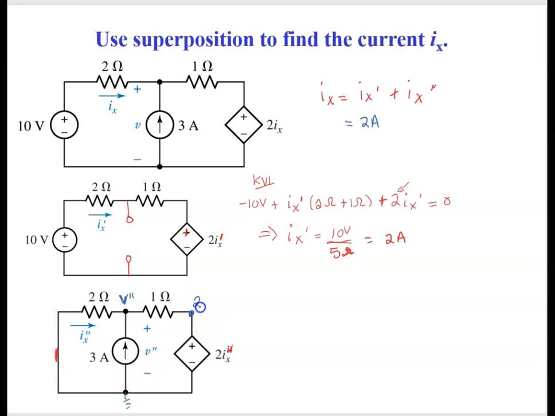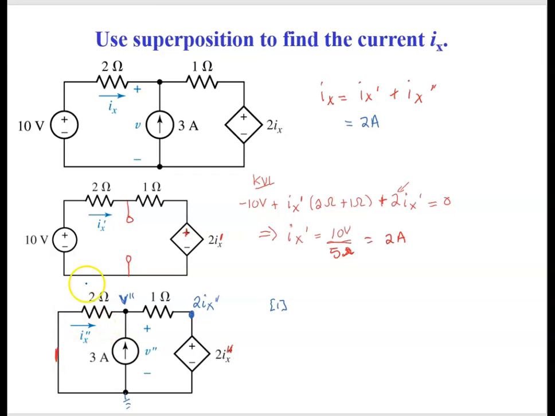This would be 2Ix prime prime, the voltage from this node to ground. And we could do this with a nodal analysis, where if we look here, let's write an equation first that tries to get, we need a dependent source equation for Ix prime prime.